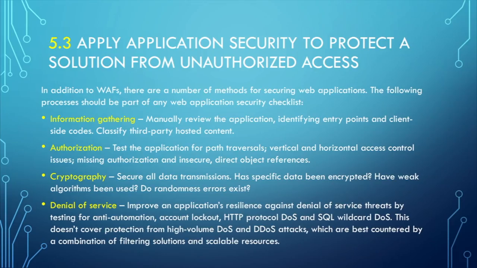Apply application security to protect a solution from unauthorized access. In addition to WAFs, there are a number of methods for securing web applications. The following processes should be part of any web application security checklist: information gathering, manually review the application, identifying entry points and client-side codes, classify third-party hosted content, test the application for path traversals, vertical and horizontal access control issues, missing authorization and insecure direct object references.